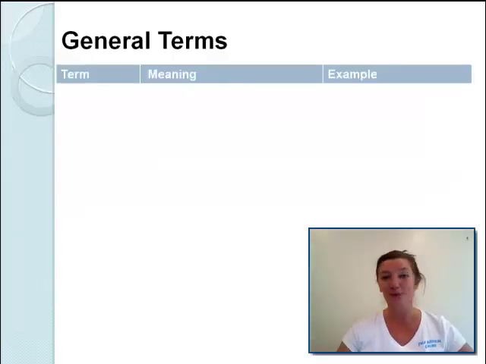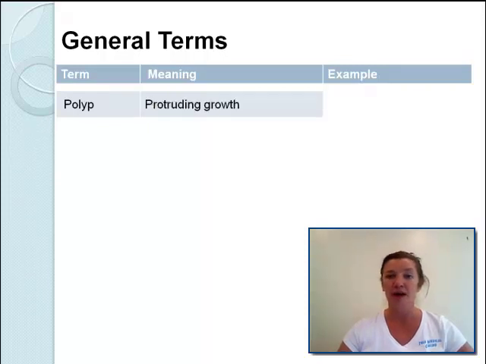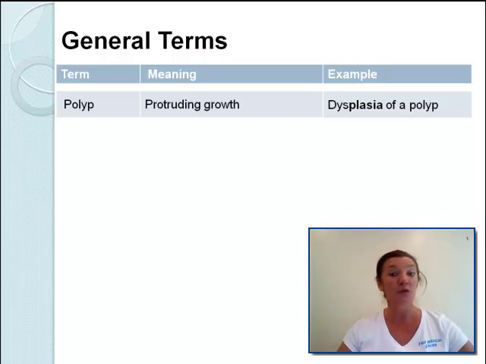General terms. Our first term, polyp. Polyp, you may remember, is a protruding growth, and we talked about polyps in the intestine, so one's in the colon, and you can have polyps in your nose, you have nasal polyps, and you could have polyps in your cervix, the neck of the womb. You may hear the term dysplasia of a polyp. Dysplasia meaning disordered formation. So dodgy polyp.